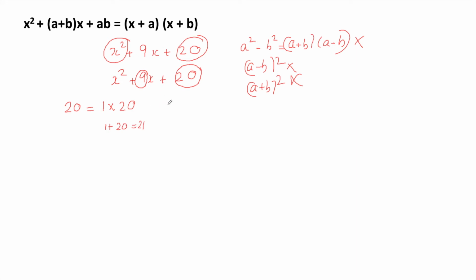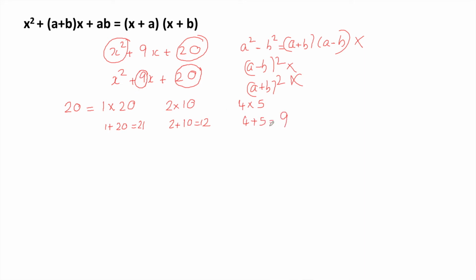So go for the other factors, 2 into 10. 2 plus 10, it is 12. 12 is not equal to 9. So these factors also we cannot consider as a and b. Now consider 3, it will not go in 20. 3 is not a factor of 20. So go for 4. 4 and 5 are the factors for 20, and 4 plus 5, it makes 9.